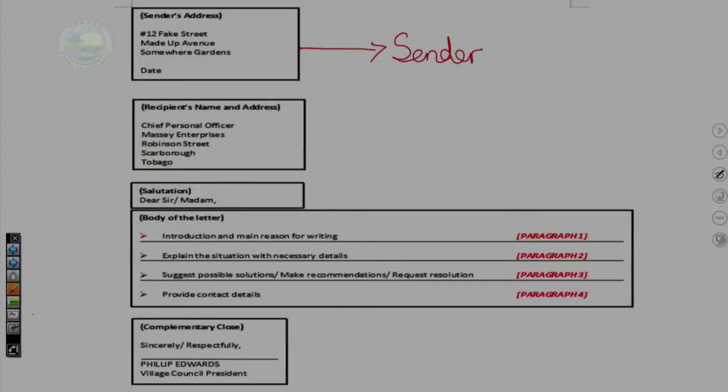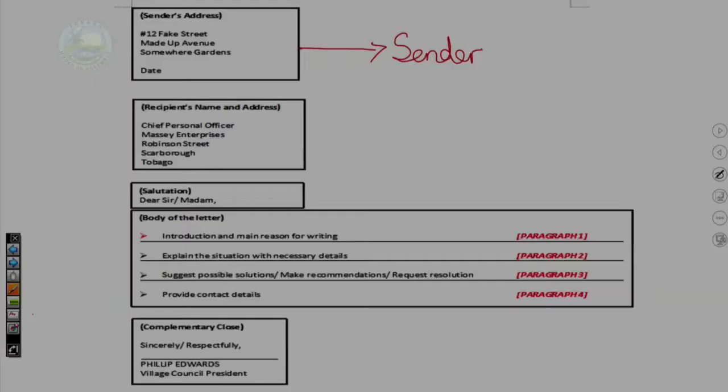We have the sender, the address, and here we have number 12 Fake Street, Made Up Avenue, Somewhere Gardens. You can choose to make up an address. I would advise you not to use your actual address, especially for the purposes of the exam. You can reconstruct and change and make up something, but let it be believable.